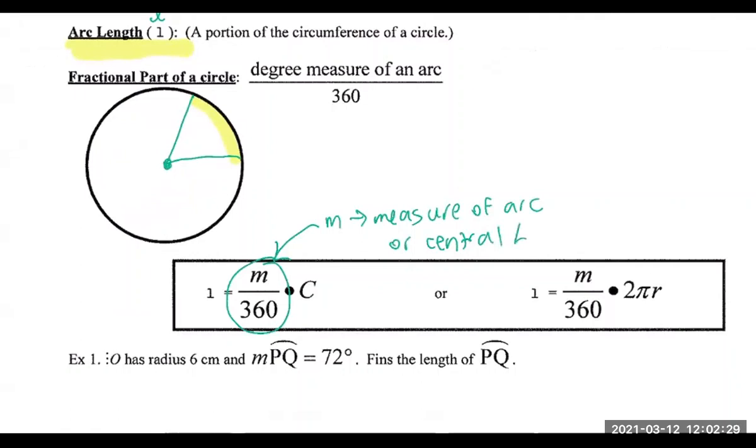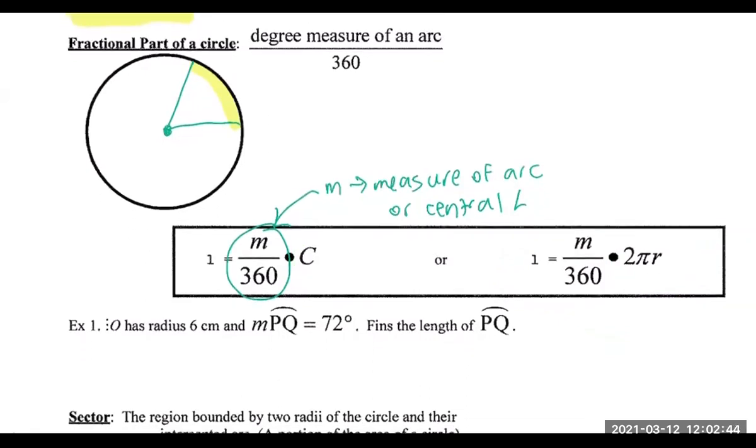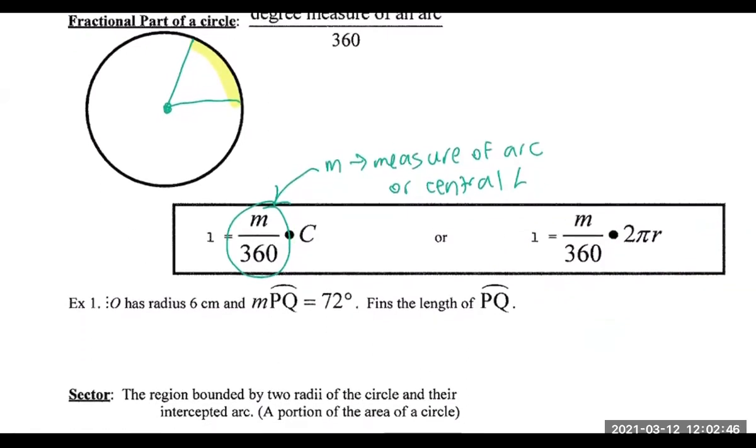Okay, and what they did between the formula on the left and the right is that they replaced the circumference with 2 pi r. So many times you see the formula as the one on the right, a ratio of M over 360 times 2 pi r. So let's take a look at example 1.